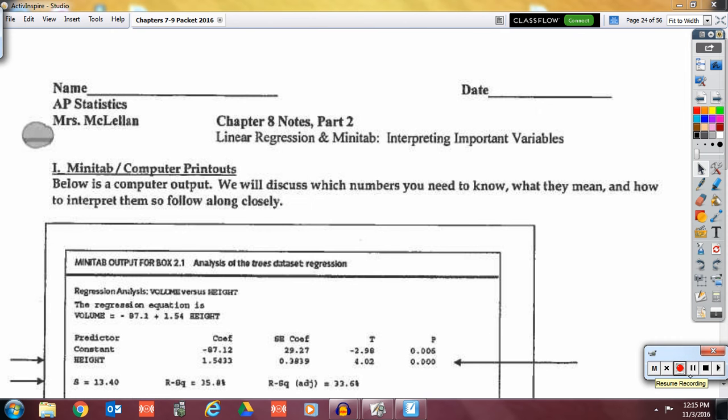Your packet, page 6, oh, it's part 2. Ooh, I'll have to rename that. Okay, page 16 in your packet is where we're going to start.